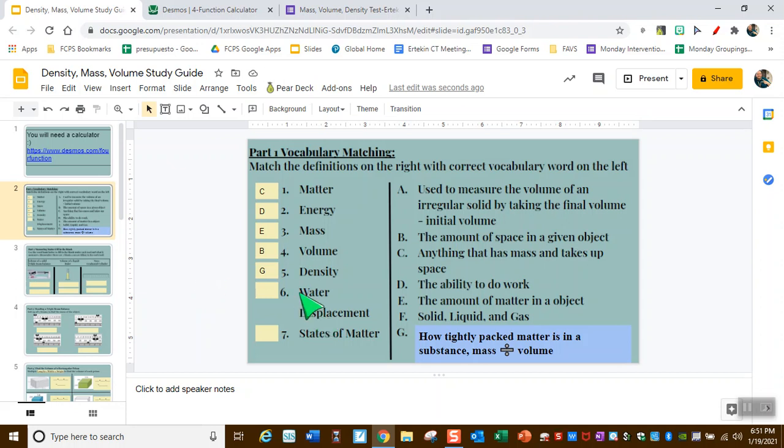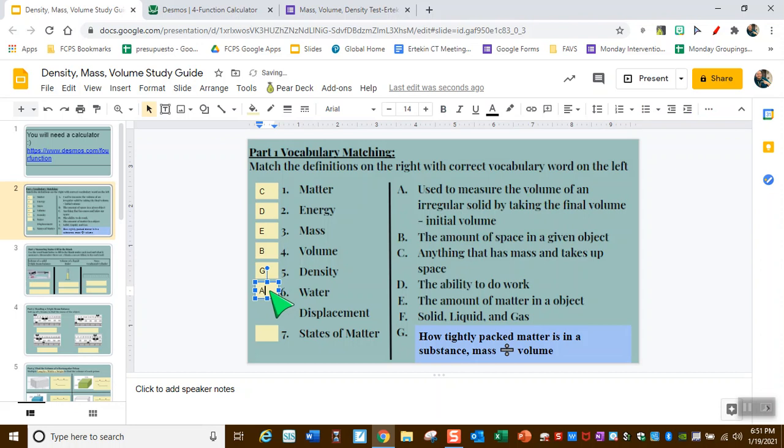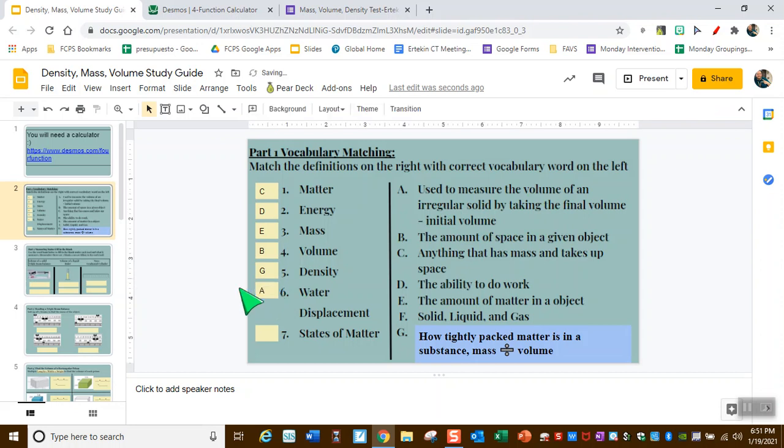For water displacement, we use water displacement to measure the volume of an irregular solid by taking the final volume minus the initial volume, A. And we'll practice that in the video. And the three states of matter are solids, liquids, and gases, F. Okay, so all of these words are words you might see on your test.